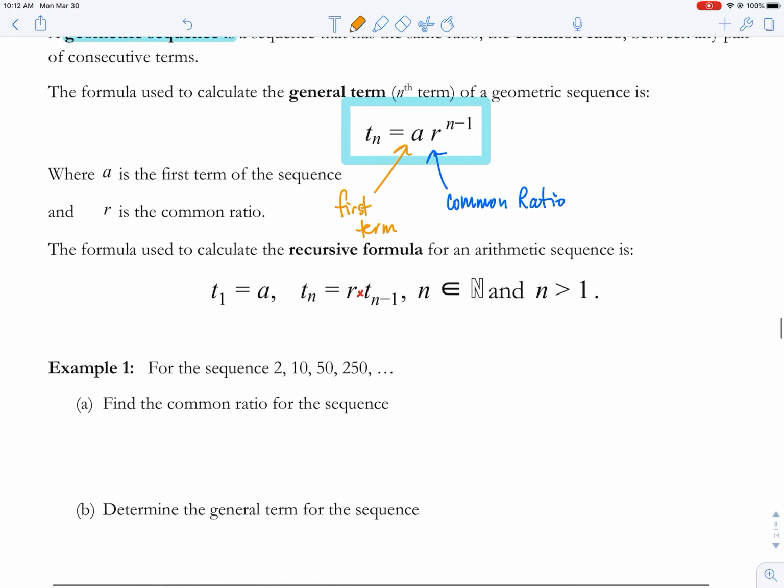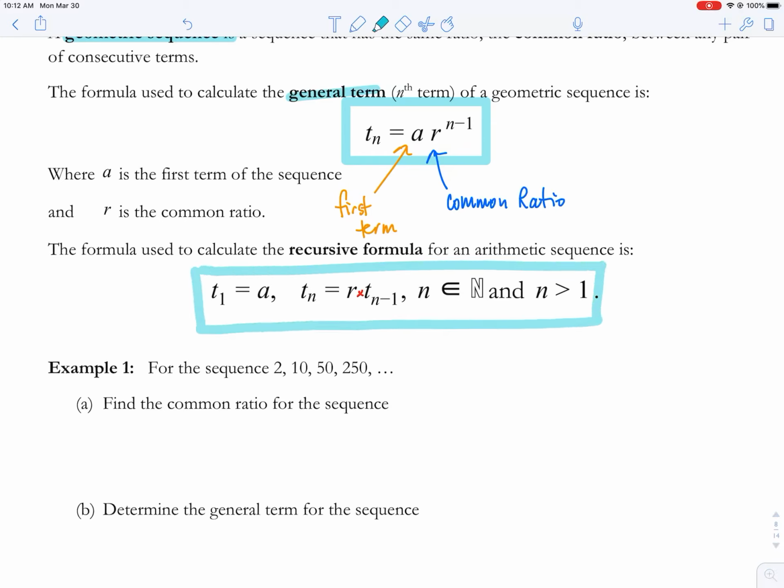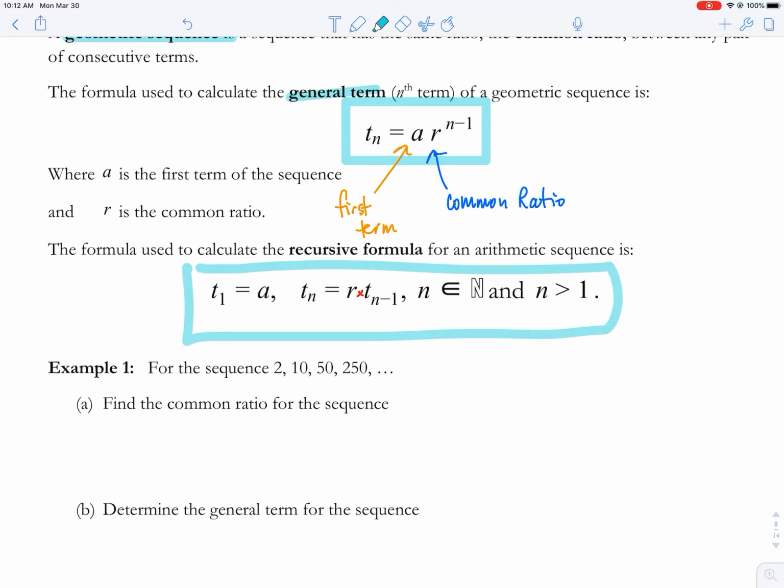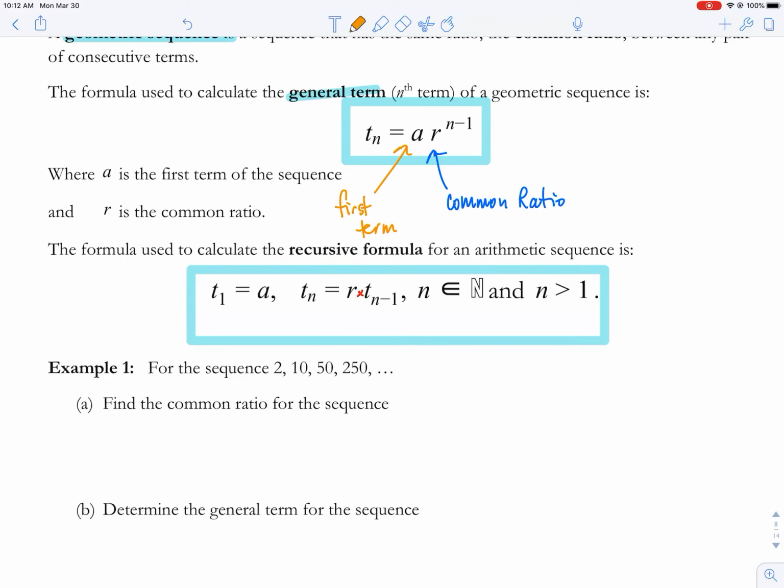That was the general term. But then there's also going to be the recursive formula. Oh, and I'm seeing a typo right now. The recursive formula for a geometric. So let's correct that. Cross out arithmetic. It should say geometric sequence is t_1 equals a. So that's saying what our first term is. Then the nth term is going to be the common ratio times the term that came before, as long as n is an element of the set of natural numbers and n is greater than 1.